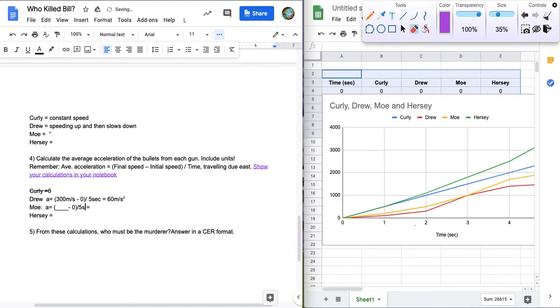5 seconds. And now once you find these accelerations, you'll be ready to figure out who was the one that committed the crime, and you have all the evidence to show that that's the person that is guilty.